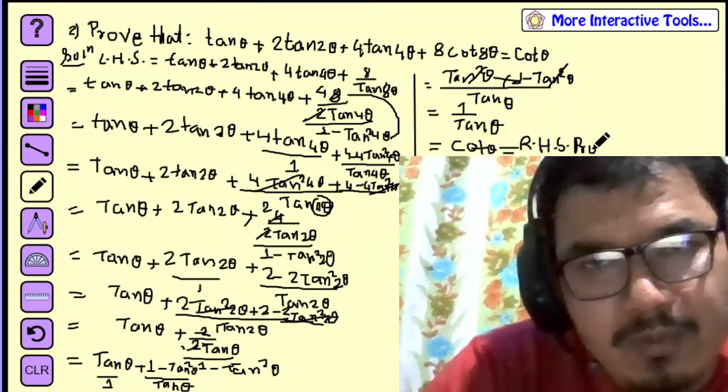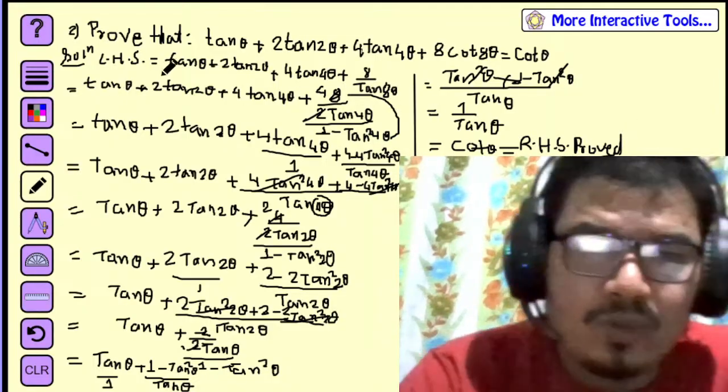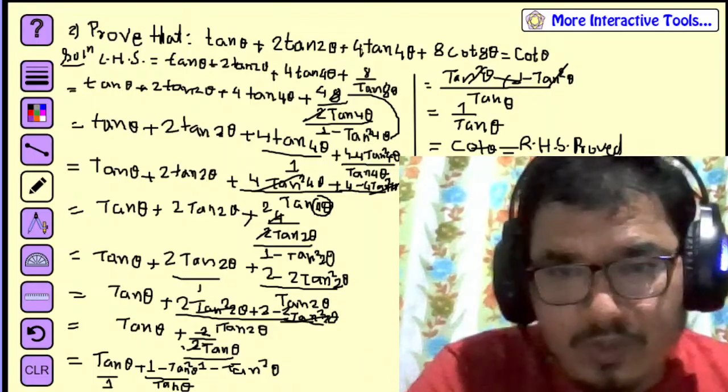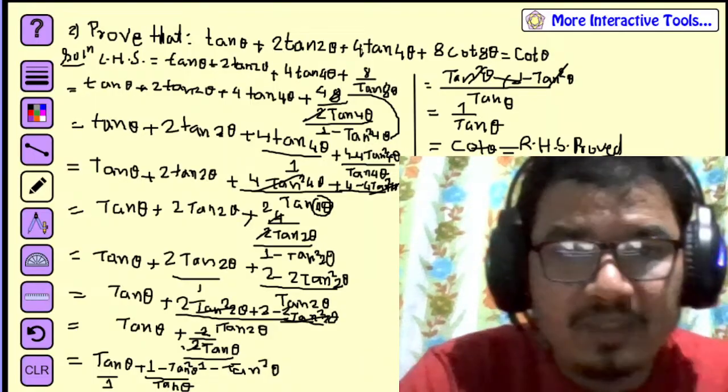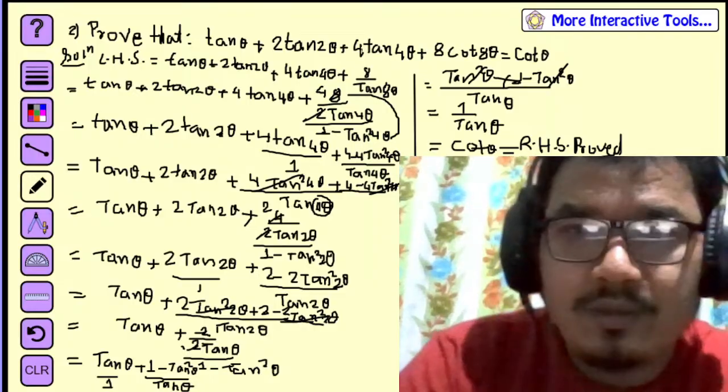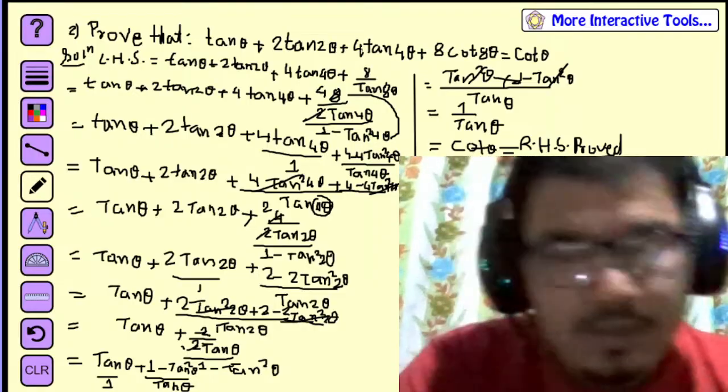Like this we solve this type of question. We have to go from right to left. This is the way to solve this type of question. It is proved here. I hope you understood it.